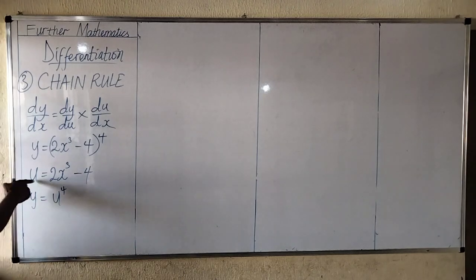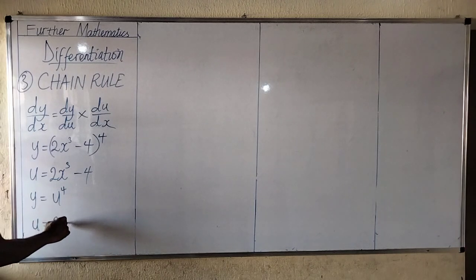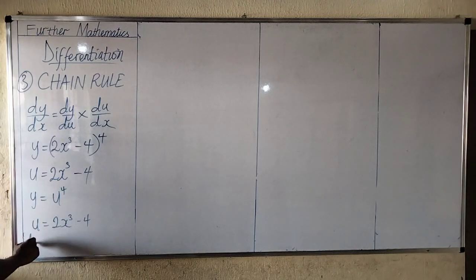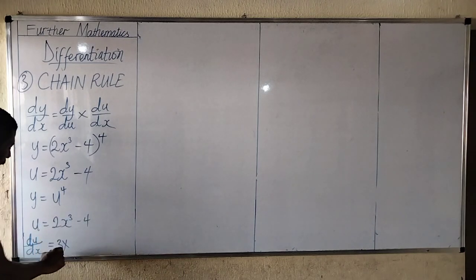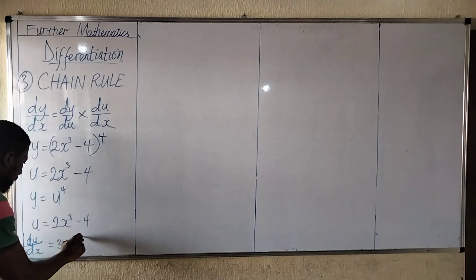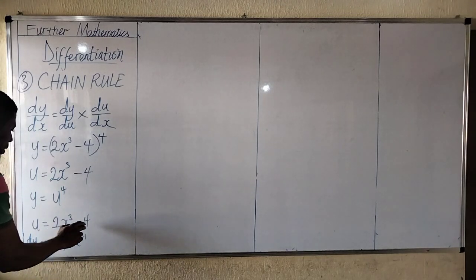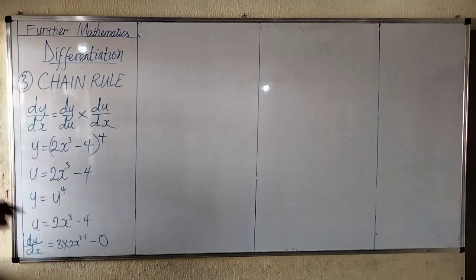So it goes thus. Let's start with the first one. Okay, u is equal to 2x^3 - 4. Now we differentiate u with respect to x. So this will be 3 times 2x raised to the power 3 minus 1. Alright. Minus, if you differentiate the constant, it becomes 0. That is what we obtain from the general method.